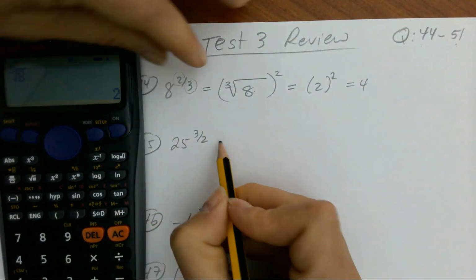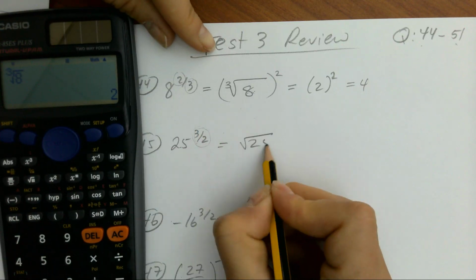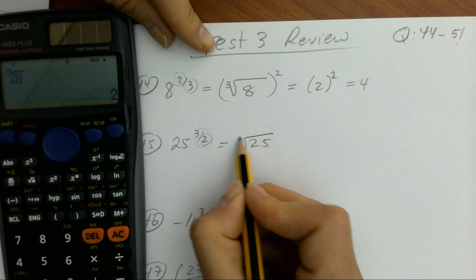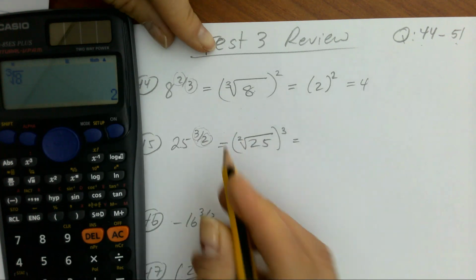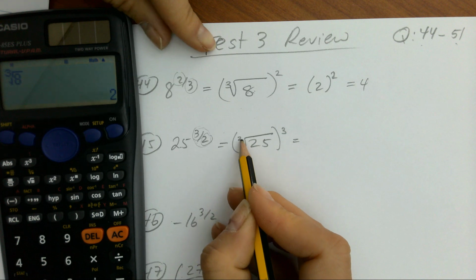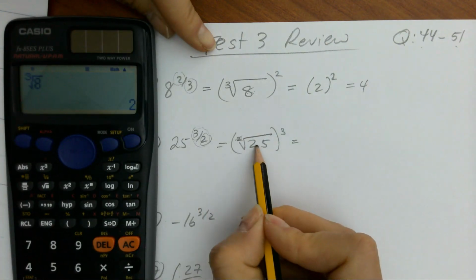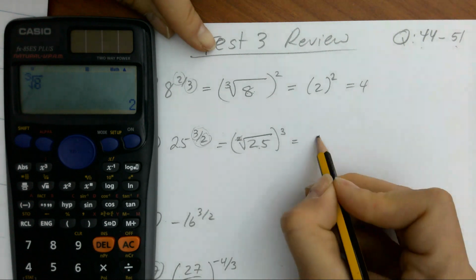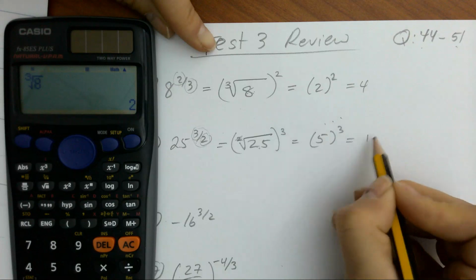Because I have a fraction here for an exponent, I know this has to go under here. This goes here, and this 3 is the power. When I have a square root, a 2 here, I don't have to write it. So the square root of 25 is what times what is 25? That's 5. And then 5 times 5 times 5 is 125.